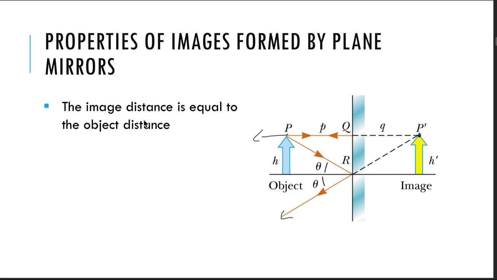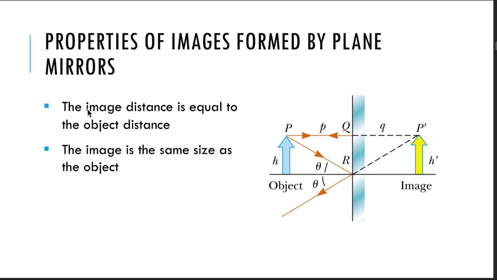So the first thing that we notice is that the image distance is equal to the object distance. So the image distance is always from the mirror to where the image is formed, and that's equal to this object distance here. We're actually going to have different notation for these various distances. The next property is that the image is always the same size as the object. You can see here that because of this straight line here that is reflected back and then extended backwards, the image will always have the same size as the object.